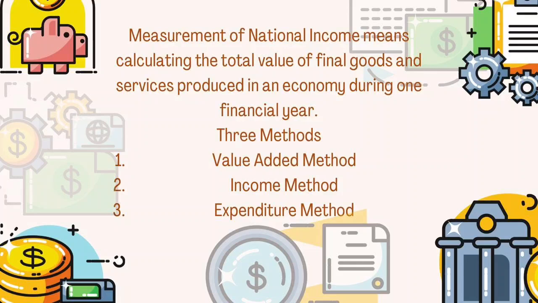Okay, so to avoid this problem, economists use three different methods. The first is value added method, where we calculate how much value each producer adds. The second is income method, where we calculate all incomes earned. The third one is expenditure method, where we calculate total spending on final goods and services. An important board point to remember is that if all three methods are applied correctly, they should give the same national income. In today's lesson, we will study only value added method in detail.